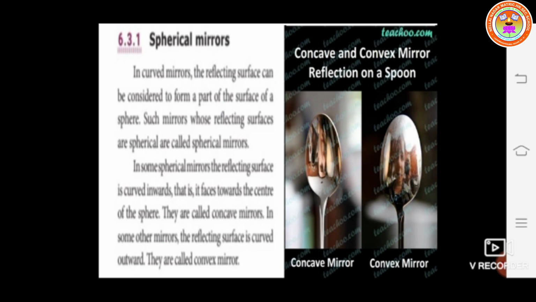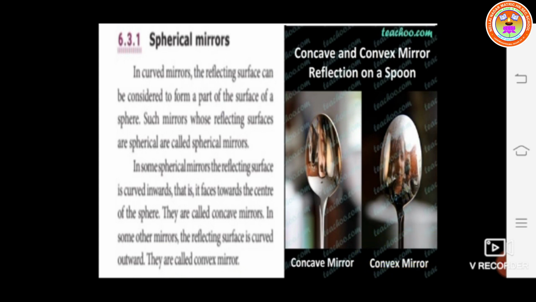In some spherical mirrors, the reflecting surface is curved inwards, that is, it faces towards the center of the sphere. They are called concave mirrors. In some other mirrors, the reflecting surface is curved outwards. They are called convex mirrors.